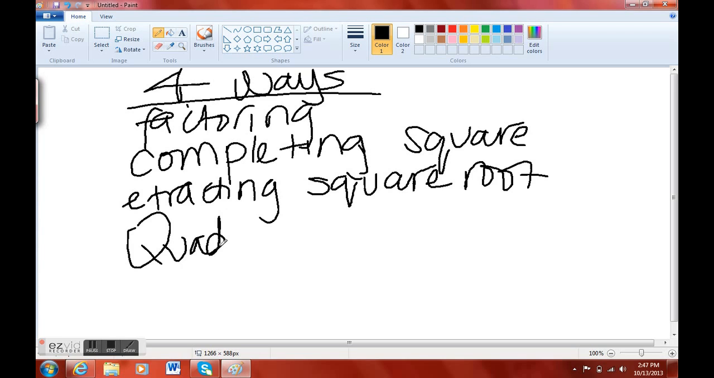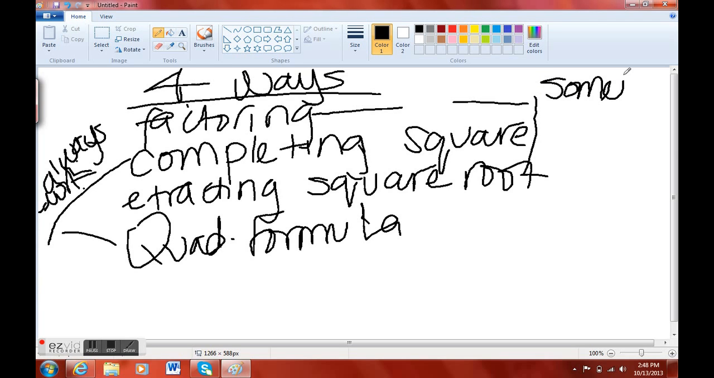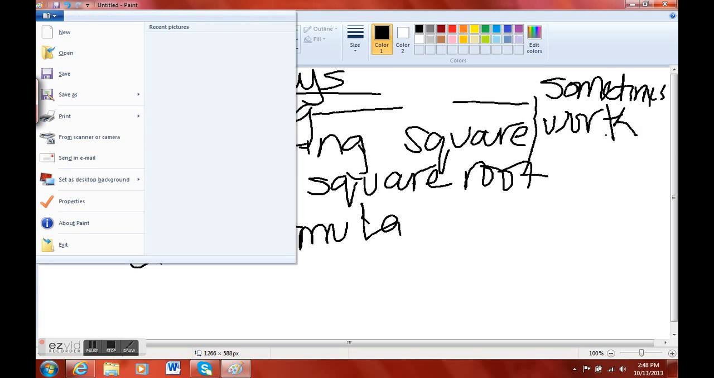Factoring, completing the square and the quadratic formula always work, so you need to know how to do those. They will always work for any problem. If you're stuck on any problem, go right to those. Factoring and extracting the square root just work sometimes. So even though factoring is my favorite, I know how to do the other 2 of those 3 that always work, so you always want to do the one that always works if you're stuck. We're going to start with factoring.